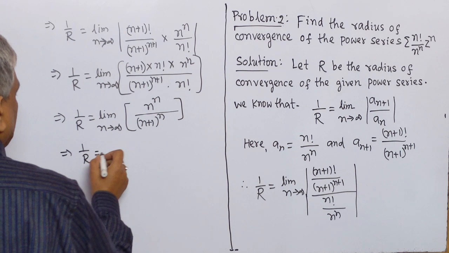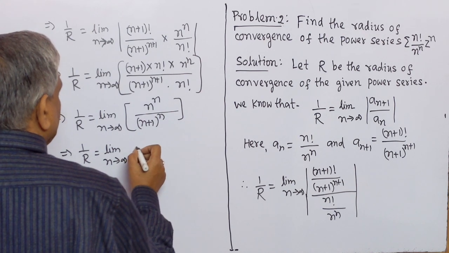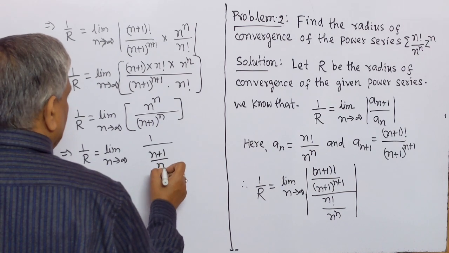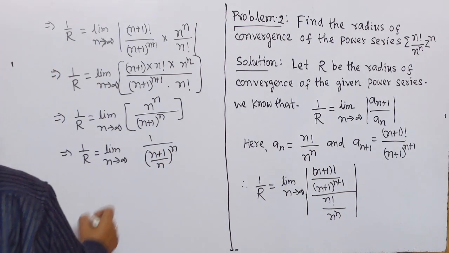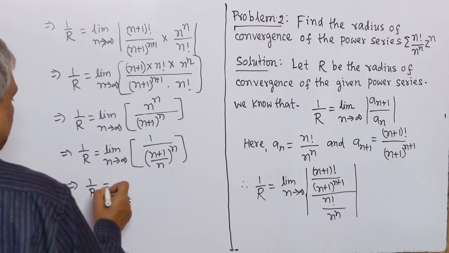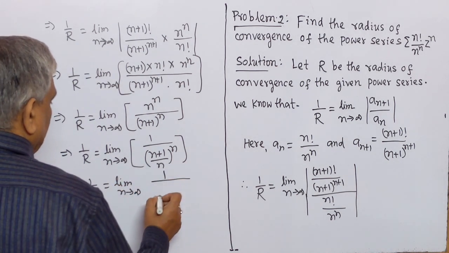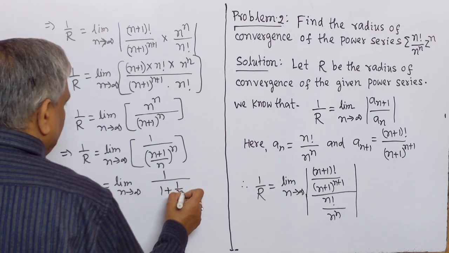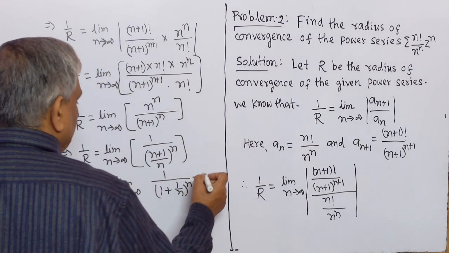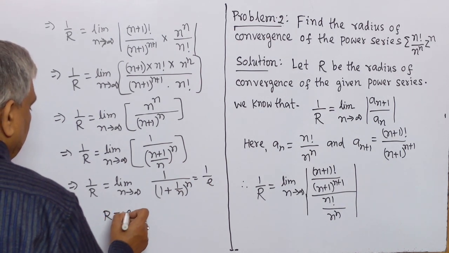implies that 1 by r equal to limit n tends to infinity. Here we may write this as 1 by n plus 1 by n to the power n, implies that 1 by r equal to limit n tends to infinity 1 by 1 plus 1 by n to the power n, and this is equal to e, 1 by e, implies that r equal to e.